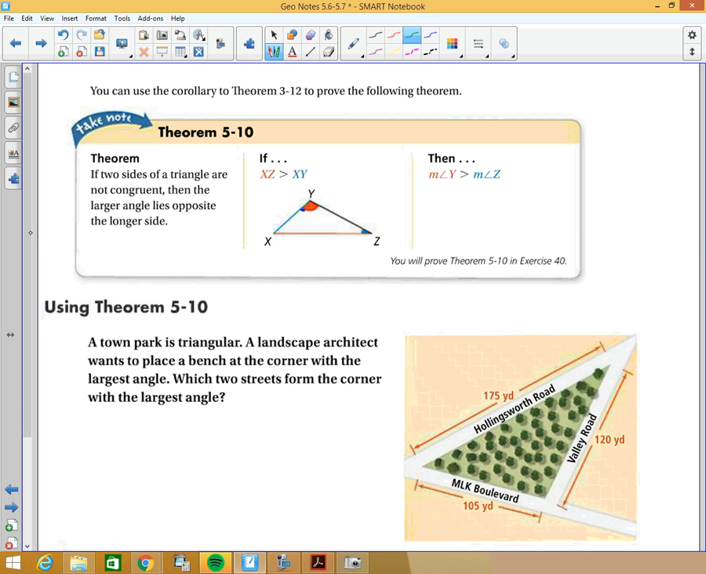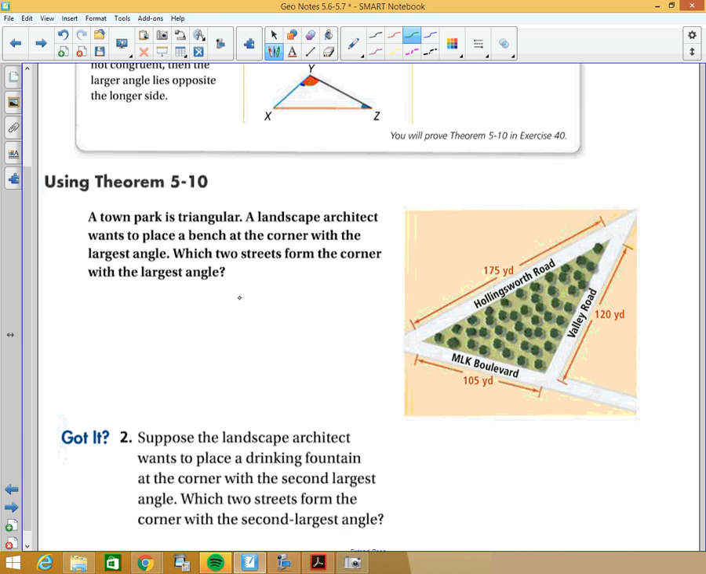Yeah? All right. So let's look at it. Here's the town park, and it's a triangle. The landscape architect wants to place a bench at the corner with the largest angle. Which two streets form the corner with the largest angle? Okay. Now watch. This is what I like to do when I'm given these questions. I number them. Now you have to pay attention if you're trying to go shortest to largest or largest to smallest, right? So we're looking for the largest angle, right? So do you want the largest angle to be 1 or 3?